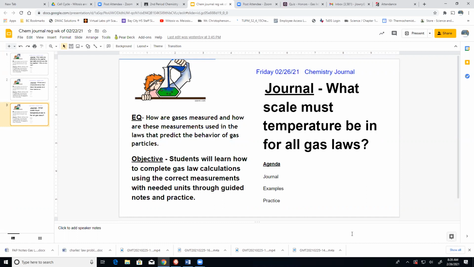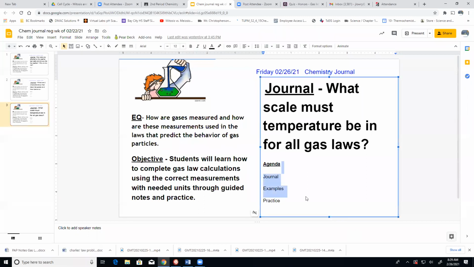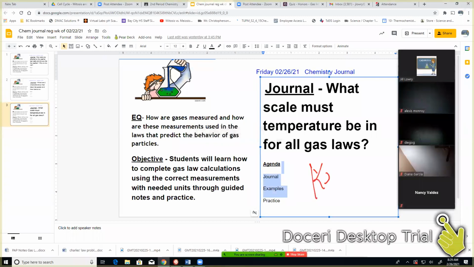So the question today is about the temperature. We said for all these gas laws, which today we're not really learning a law, we'll start that on Monday, but for all the gas laws, the temperature has to be in a specific scale. Does anybody remember what scale that is? Kelvin, exactly. It has to be in the Kelvin scale.